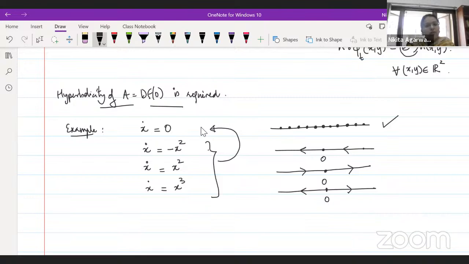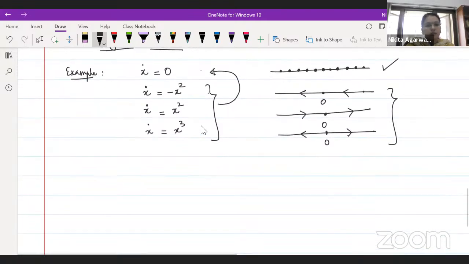And here everything diverges, right? So the local behavior for all these three systems around 0 is not the same as the behavior of this linearized system. Okay. So when the eigenvalue has a 0 real part, then you cannot claim anything about the qualitative behavior of the nonlinear system using the linearized system. Okay, so this is a one-dimensional series of examples which give you why hyperbolicity is required.